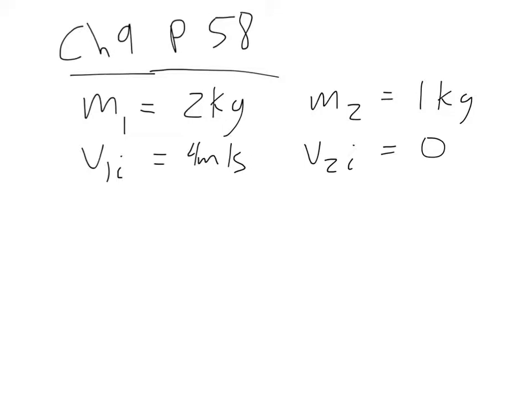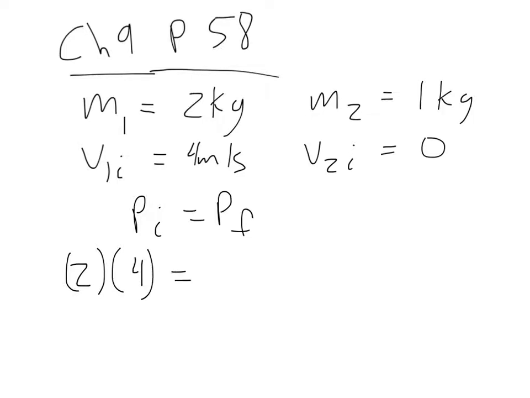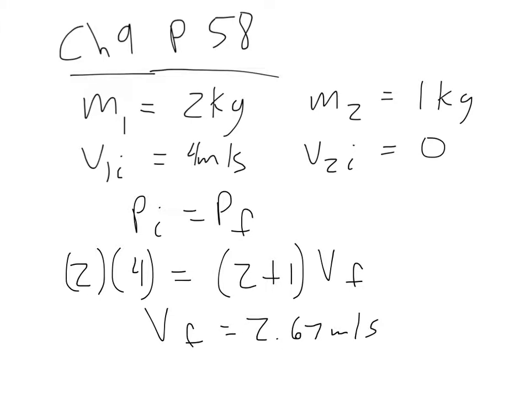Let's go through the momentum conservation for an inelastic collision. So P initial is equal to P final. The first mass has all the velocity, so 2 kilograms multiplied by 4 meters per second is equal to the total mass. It's an inelastic collision, so the two objects will stick together. 2 plus 1 kilograms, so 3 total kilograms, and we have some final velocity, V final. V final is then equal to 2.67 meters per second.